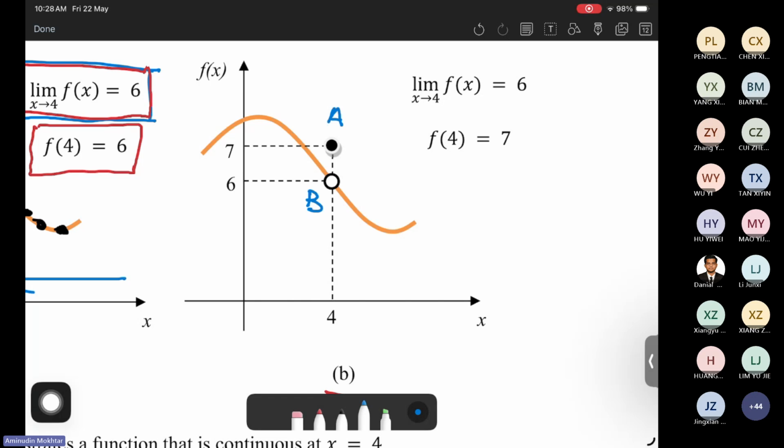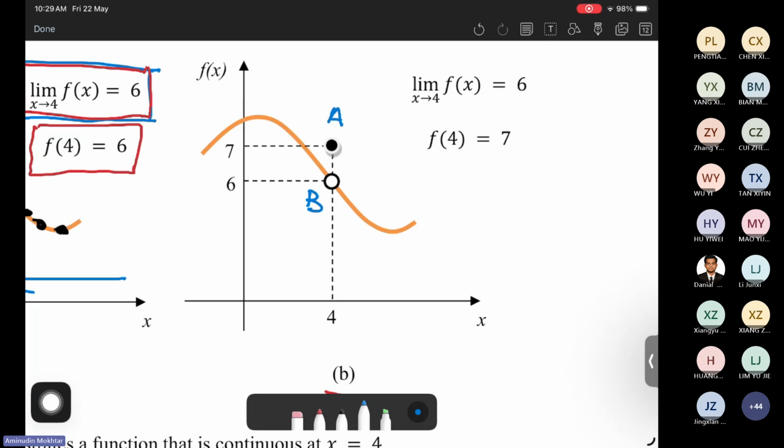The value of y tidak tertakrif, in Malay. In other words, we can say that the value of y tidak wujud pada B. The value of y wujud pada A. So if we want to identify the value of y in terms of dot or coordinate point, we need to find the black dot, not the white dot. Basically, that is the difference between the black dot and the white dot.